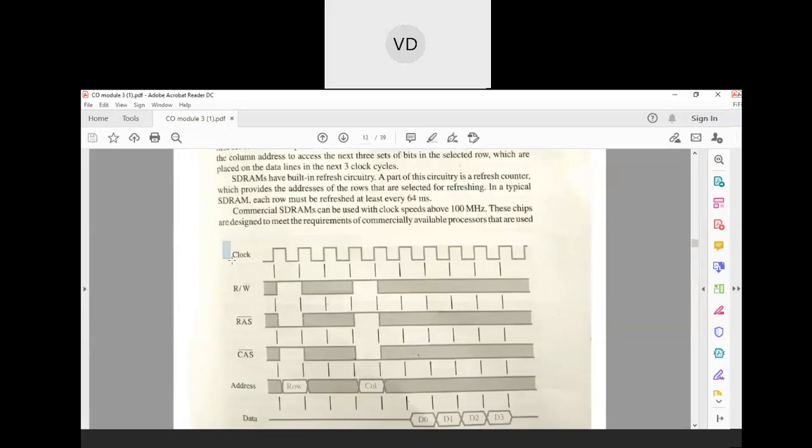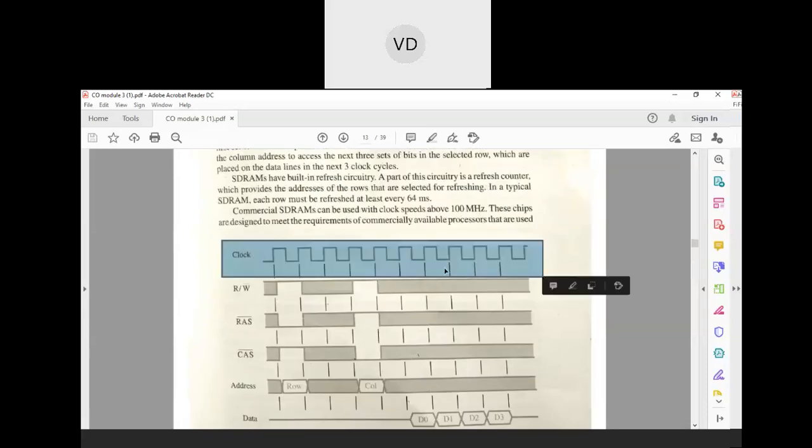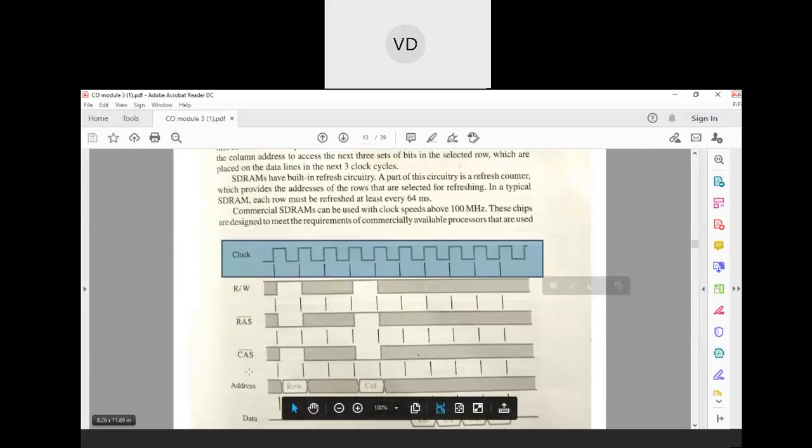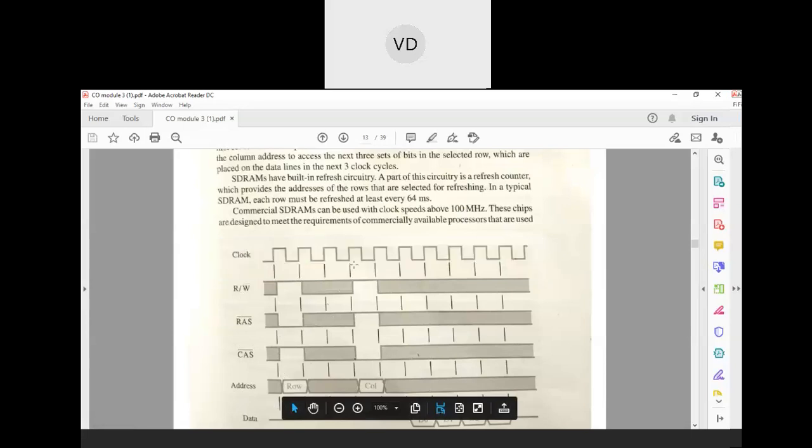You can see here, this is a single clock signal. Using this single clock signal, all the signals generated are synchronized with this clock signal. That is why it is called synchronous dynamic RAMs. Okay, why is it called synchronous dynamic RAMs?